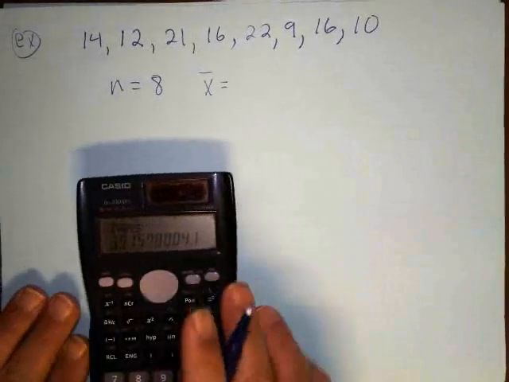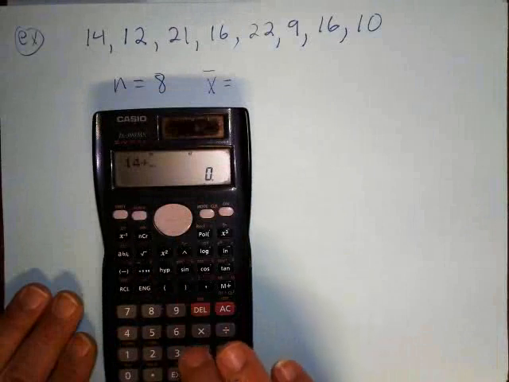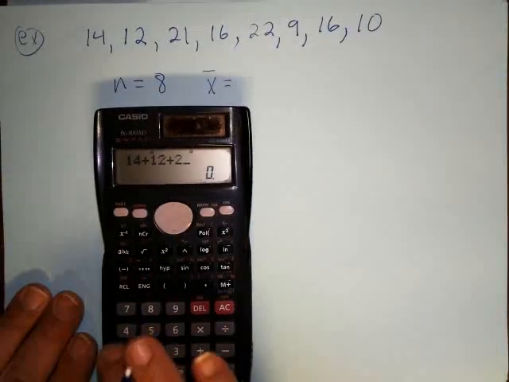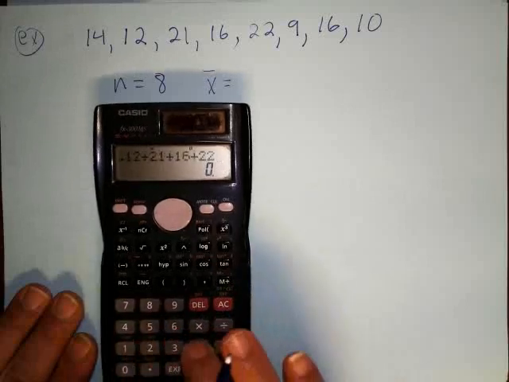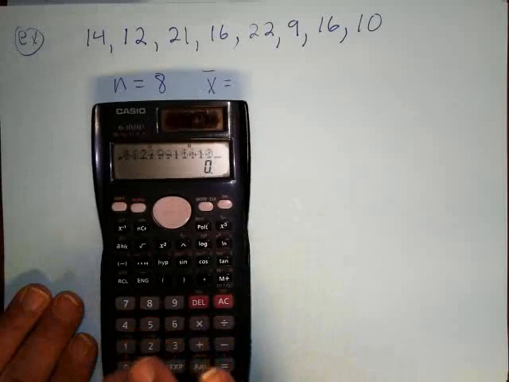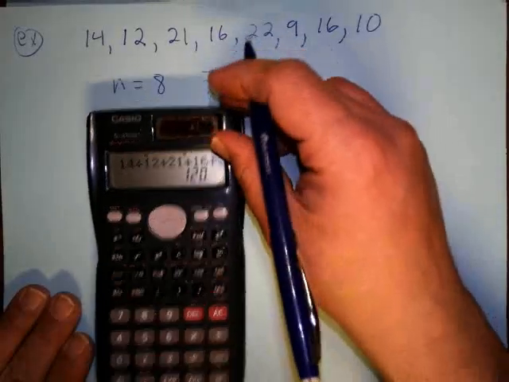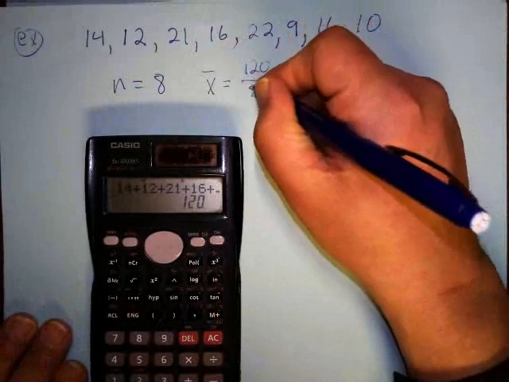the mean of these. So I got to add all these together. So I'm going to add them up. 14 plus 12 plus 21 plus 16 plus 22 plus 9 plus 16 plus 10. So add them up, I get 120, and I'm going to divide that by 8.